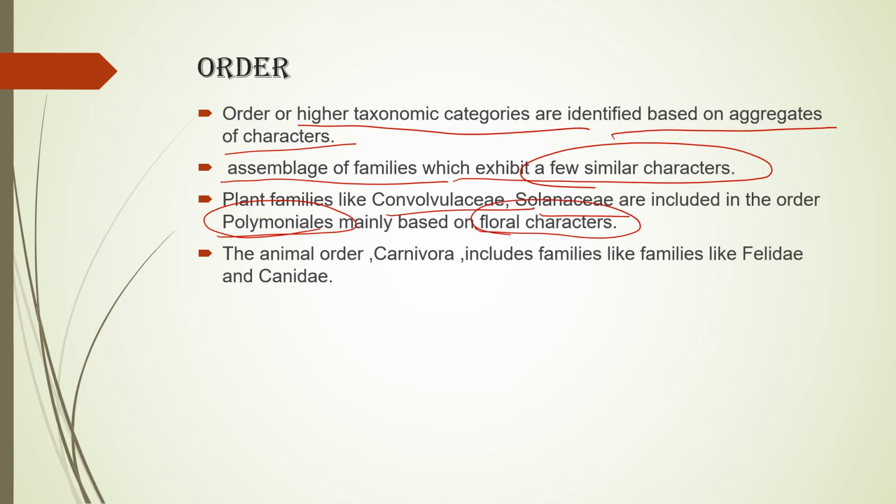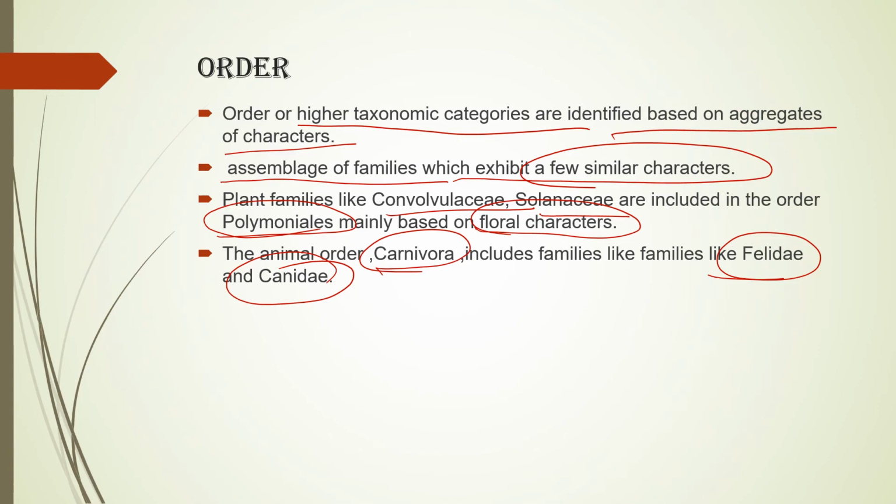Now in the animal order, if we take Carnivora, we all know carnivorous animals are under the order Carnivora, with families like Felidae and Canidae. This Felidae and Canidae we have studied in the previous genus also. We have studied Felis there. Here we are studying the order, with families like Felidae and Canidae under the animal order Carnivora.